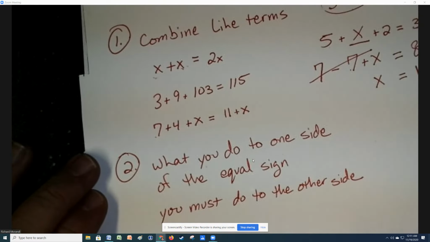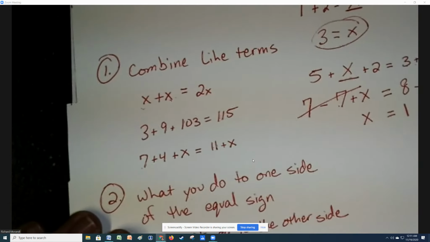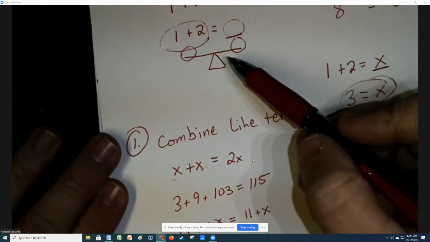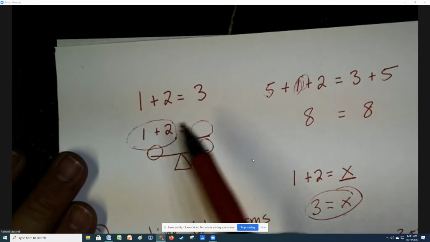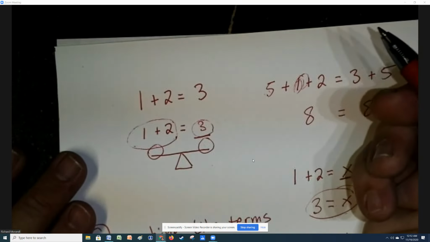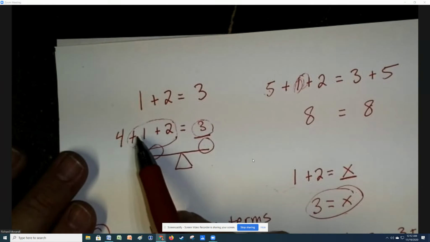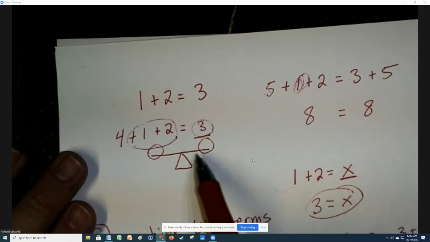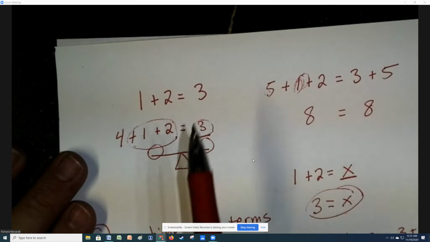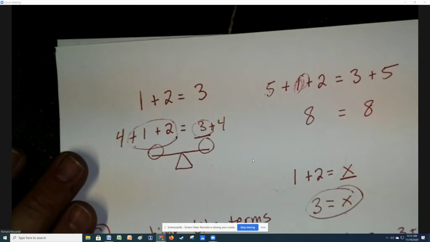So if I'm going to add 7 to one side, I have to add 7 to the other side. If I'm going to divide by 4, I have to divide by 4 on the other side. Because if I go back to my balance here and I look at my seesaw as a balance, right? I know 1 plus 2 equals 3, but if I add 4 to one side, well, now this side equals 4, 5, 6, 7, and this side only equals 3. So it's no longer in balance. This side's heavier now, and it's going to tip my scale. So whatever I do to one side, I have to do to the other.